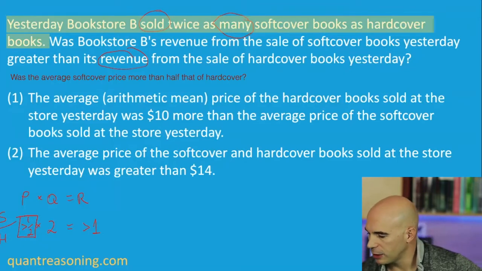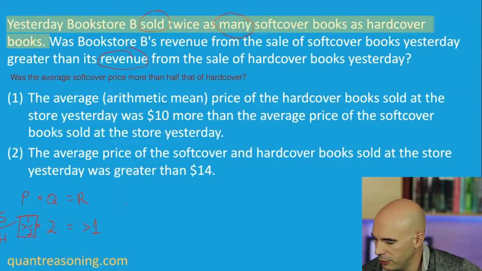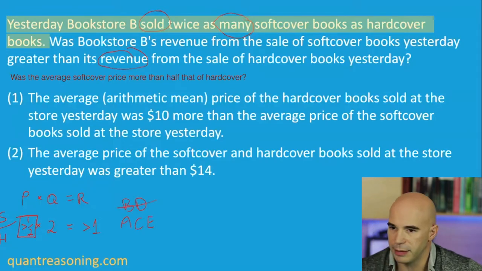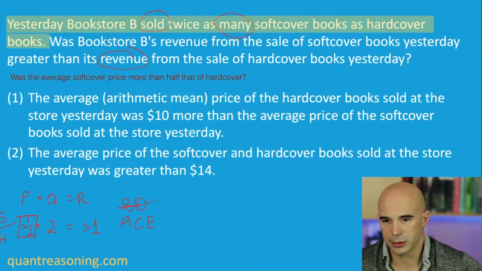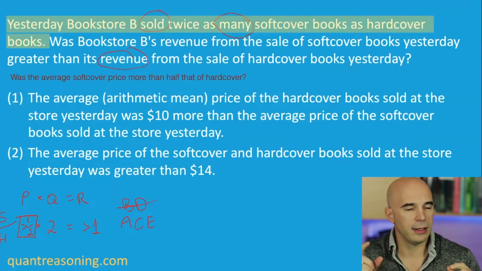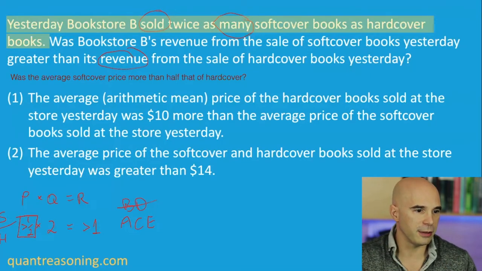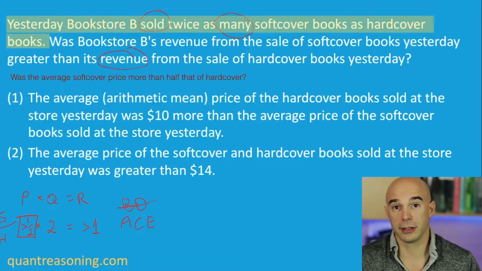So let's start with statement 2, as many of you wanted to, and eliminate the answer choices that claim that statement 2 is sufficient on its own. So B and D are gone. Now, when we look at statement 1 on its own, what's statement 1 saying? It's saying that the average price of hardcover was in fact $10 more than the average price of softcover.